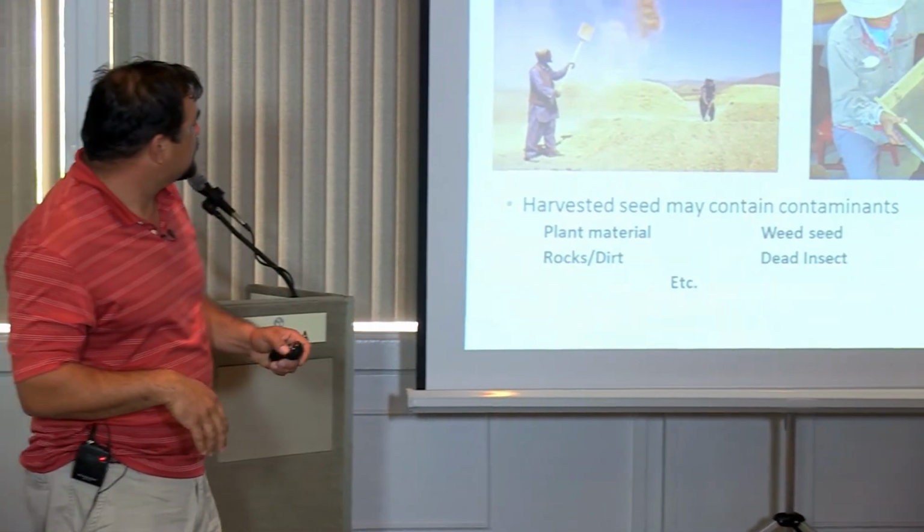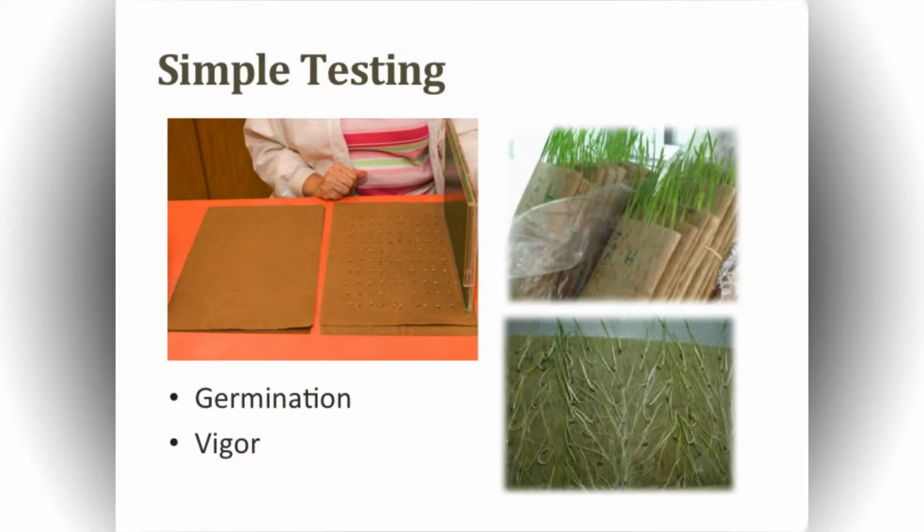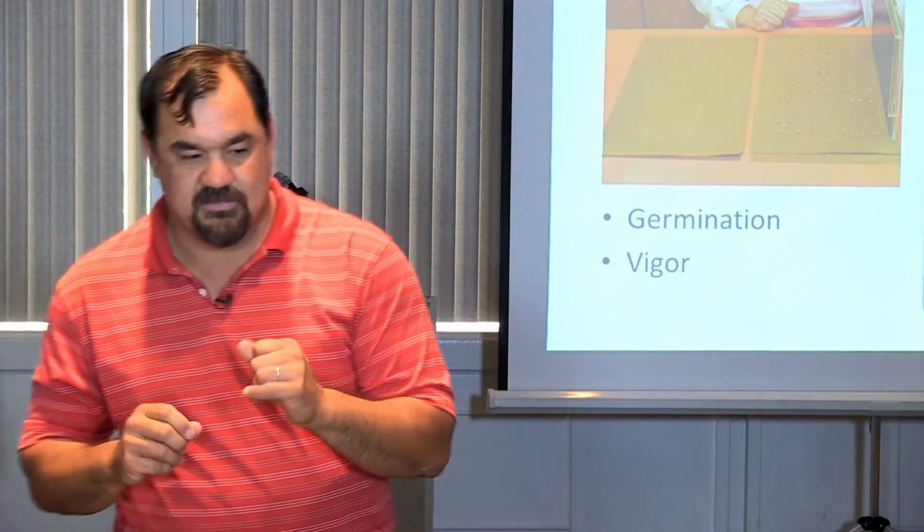All right. So after I have the seed cleaned, there is a simple test that we can do to test the germination. In fact, it is so simple. We call it the rolled paper towel test. The reason why we call it the rolled paper towel test is because, well, you take a paper towel and you roll it. Here's how it works.